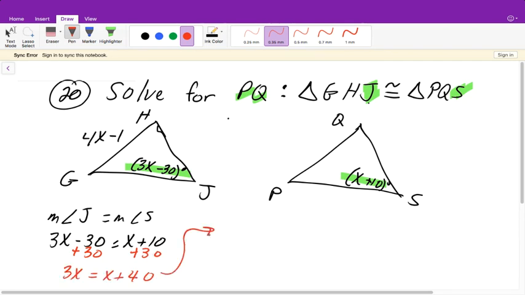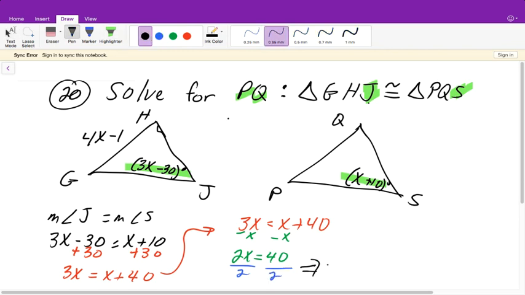I will finish this up here. So 3x is equal to x plus 40. And then I'm going to subtract x to move it to the other side. So 2x is equal to 40. And my last part, I divide each side by 2. And I get x is equal to 20. So I know anywhere I see an x, I can substitute 20 if I would like to.